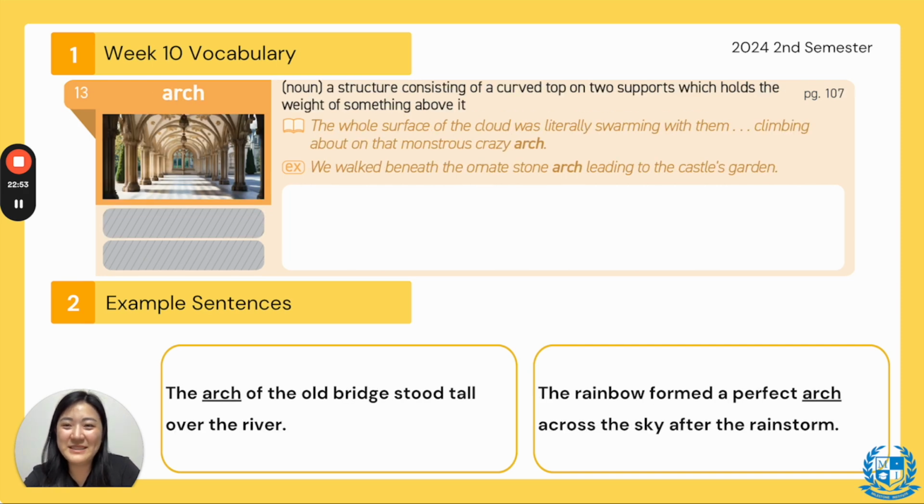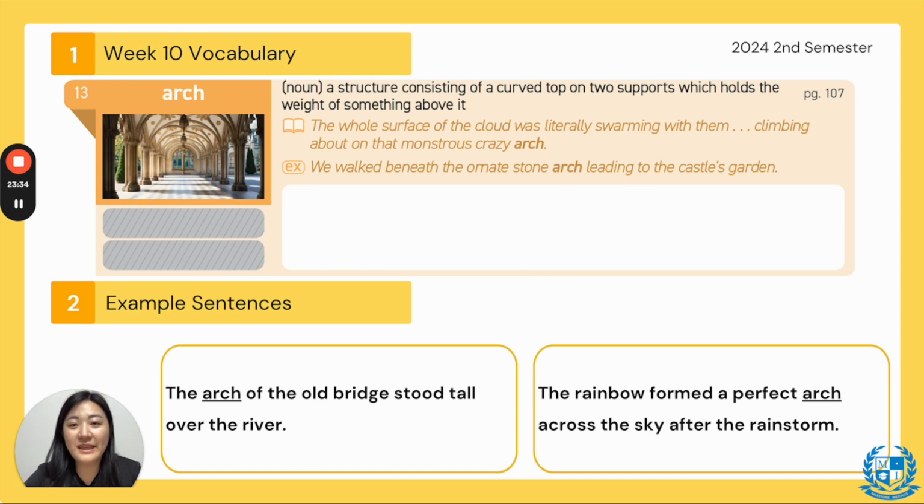Number 13, everyone say arch. Arch. It is a noun and it is a structure consisting of a curved top on 2 supports, which holds the weight of something above it. So if I were to draw a better arch for your visual, it's like this. Do you see that? An arch. So it's not just regular, but it's arch. It's rounded up here. I'm not a good artist. Let me throw that away.